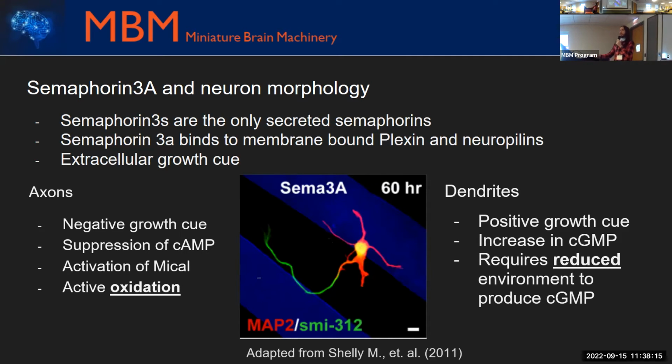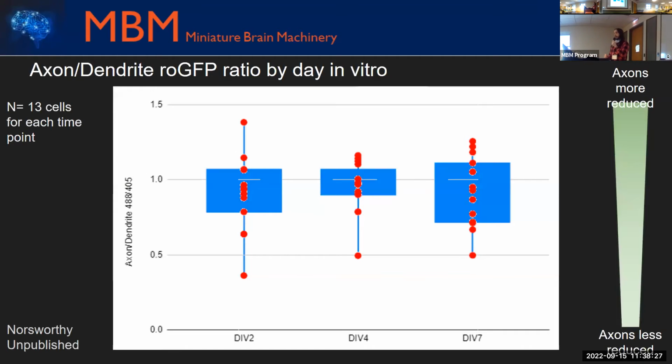So given this effect, we ask the question, okay, do axons actually have a more oxidized state, just left on their own, compared to dendrites? Looking at that, we find that in fact there isn't actually a difference. So looking at data in vitro, days 2, 4, and 7, we have the y-axis, so as it gets higher up, the axons are more reduced compared to the dendrites of the same cell, and the inverse as you go further down.